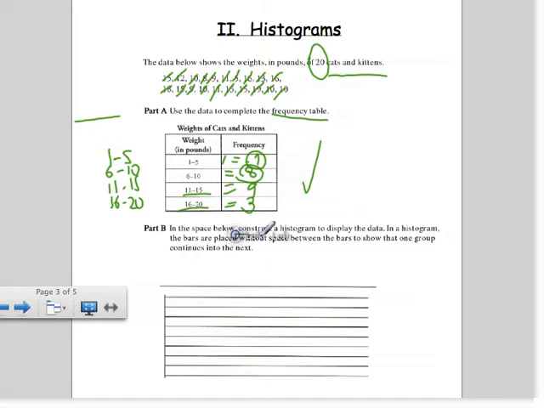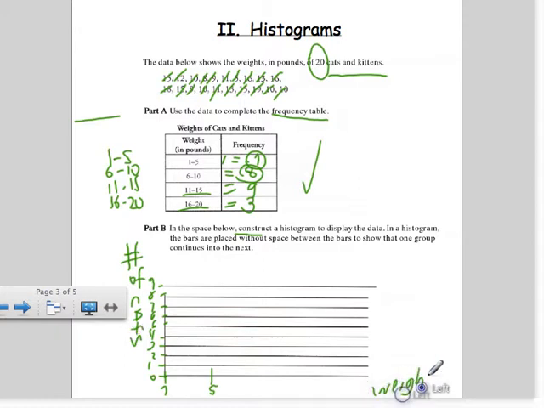Second, we're actually going to construct the histogram using these intervals. So I'm going to start with my first interval, which goes between 1 and 5. And count 0, 1, 2, 3, 4, 5, 6, 7, 8, and 9. And I'm going to label my axis so that I know that here I have the frequency, or the number of cats. And here I have their weight, how much they weigh.